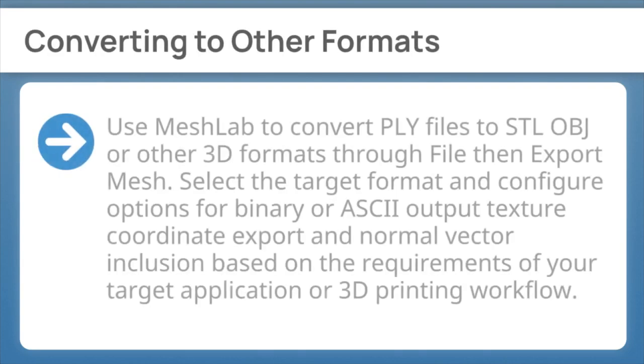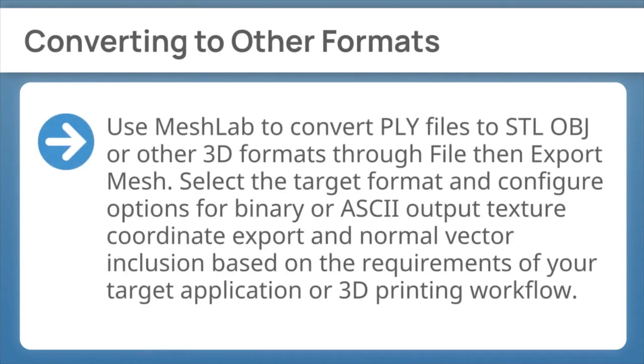Finally, converting to other formats. Use MeshLab to convert PLY files to STL, OBJ, or other 3D formats through File, then Export Mesh. Select the target format and configure options for binary or ASCII output, texture coordinate export, and normal vector inclusion based on the requirements of your target application or 3D printing workflow.